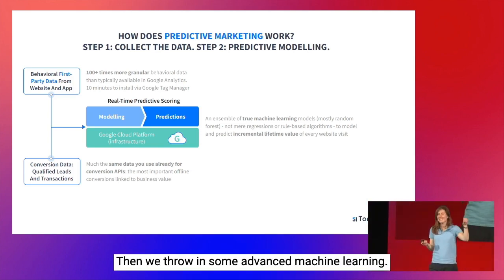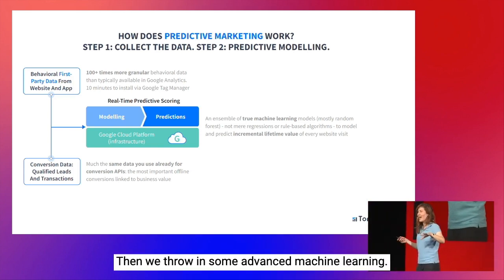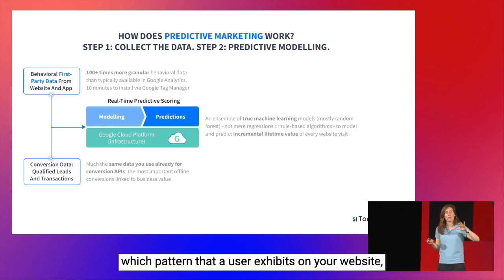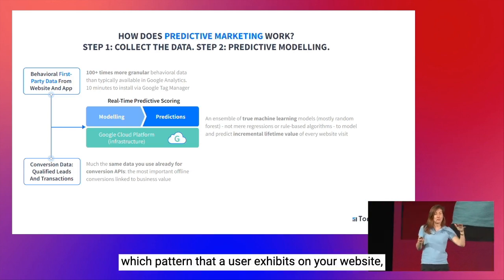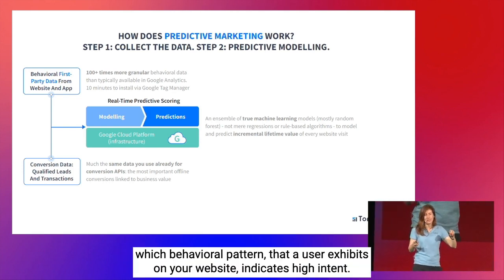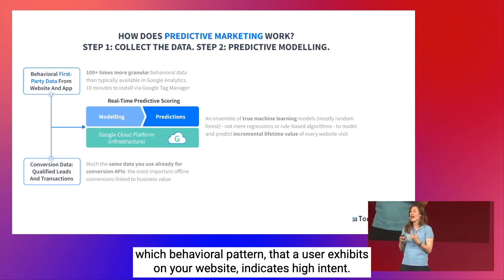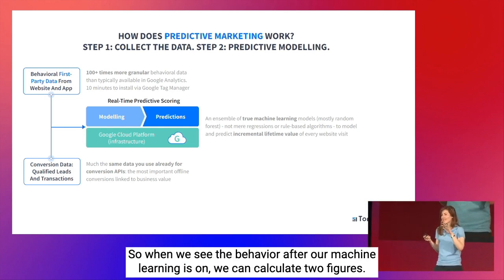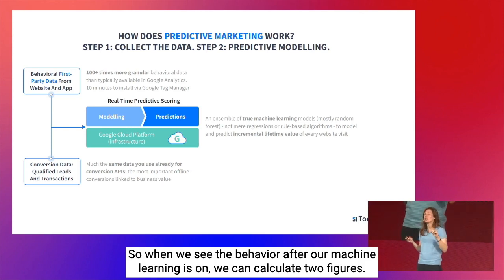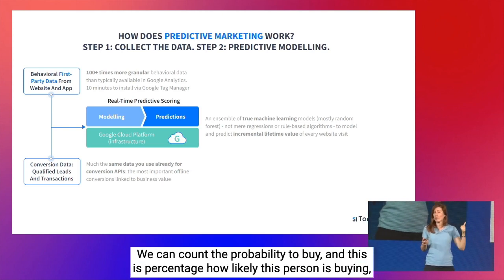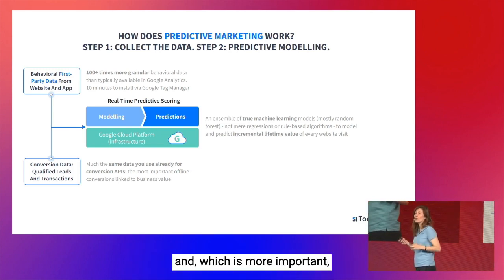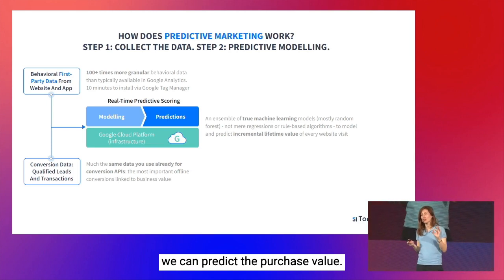Then we throw in some advanced machine learning, and we understand which behavioral pattern that a user exhibits on your website indicates high intent. So when we see the behavior after our machine learning is on, we can calculate two figures. We can calculate the probability to buy, and this is a percentage, how likely this person is buying. And, which is more important, we can predict the purchase value.